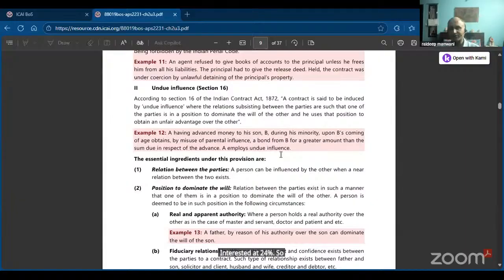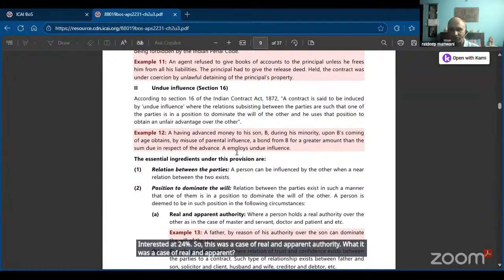So this was a case of real and apparent authority. What was the case of real and apparent authority?